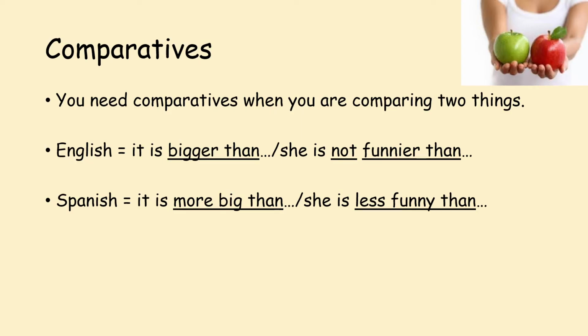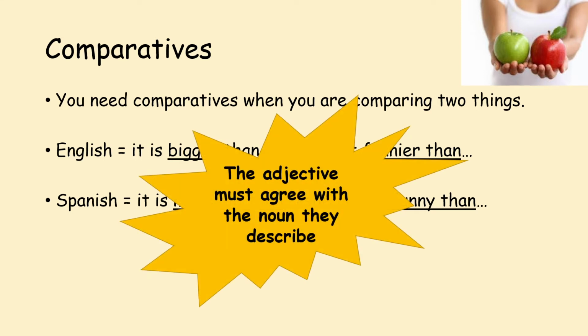So a comparative structure is when you are comparing two things. So in English we would say it is bigger than, or she is not funnier than. But in Spanish we break it down further so it's more literal. It is more big than, she is less funny than. Key point is that the adjective must agree with the noun they describe, and the noun it is describing is always the first one. So the person, place or thing has to agree with the adjective.